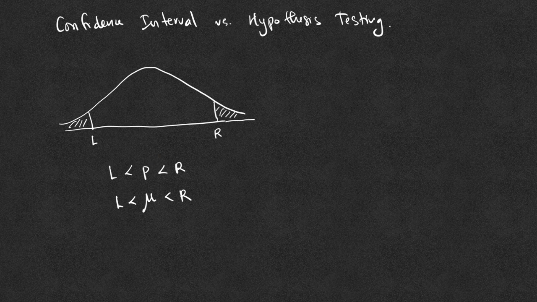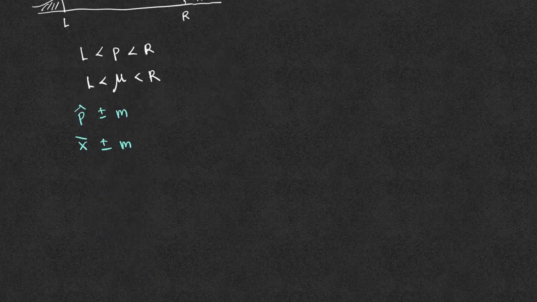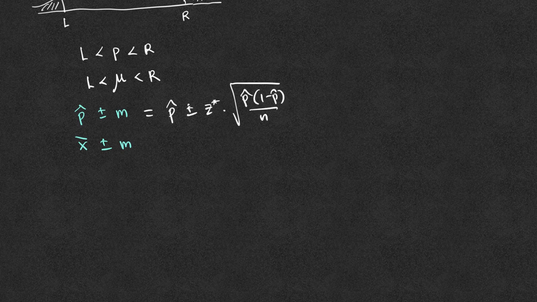We construct the confidence interval by taking the corresponding statistics. For the proportion, we would use p hat plus or minus the margin of error. And for the mean, we would use x bar plus or minus the margin of error. The margin of error for the proportion, m, is computed by taking the critical value z star times the standard error, the square root of p hat times 1 minus p hat over n.